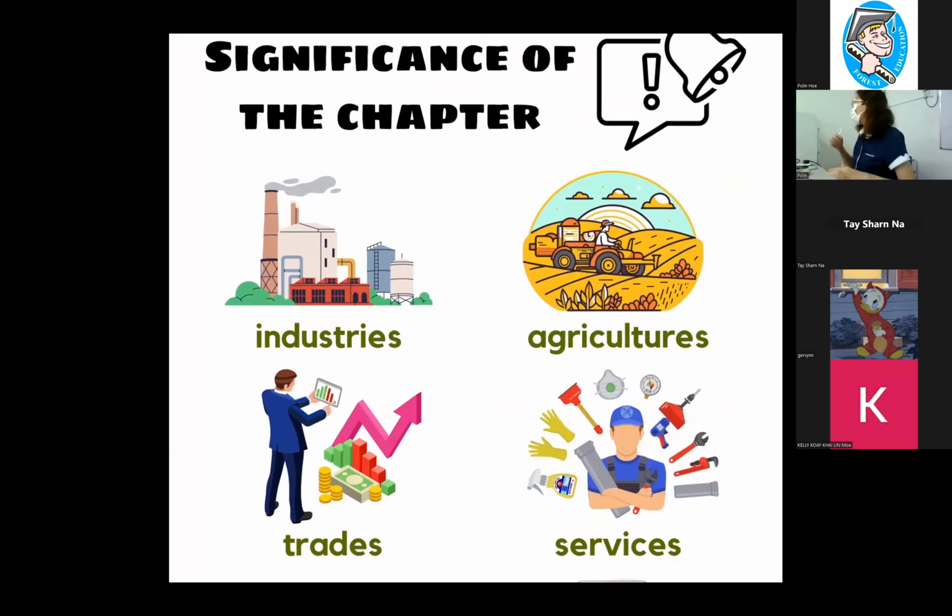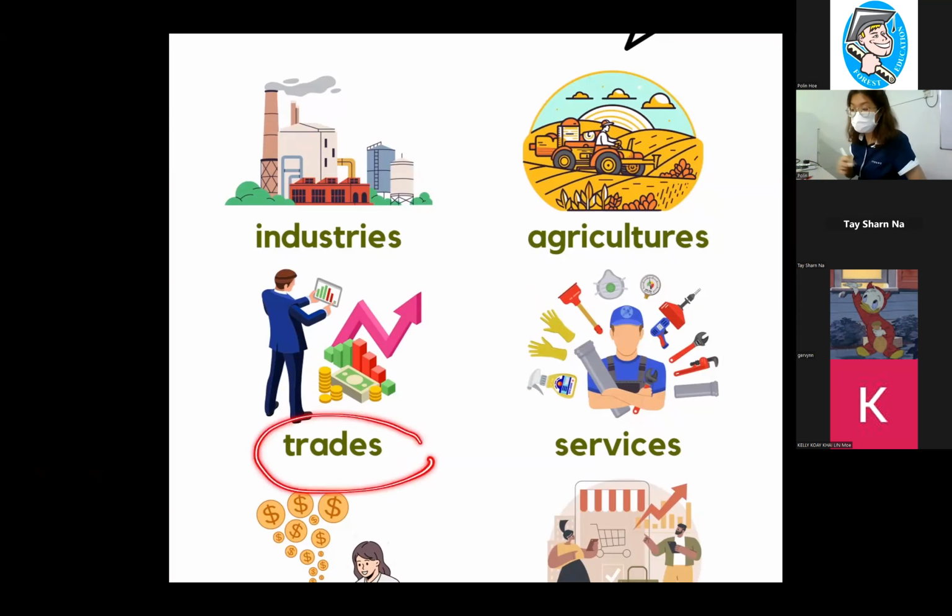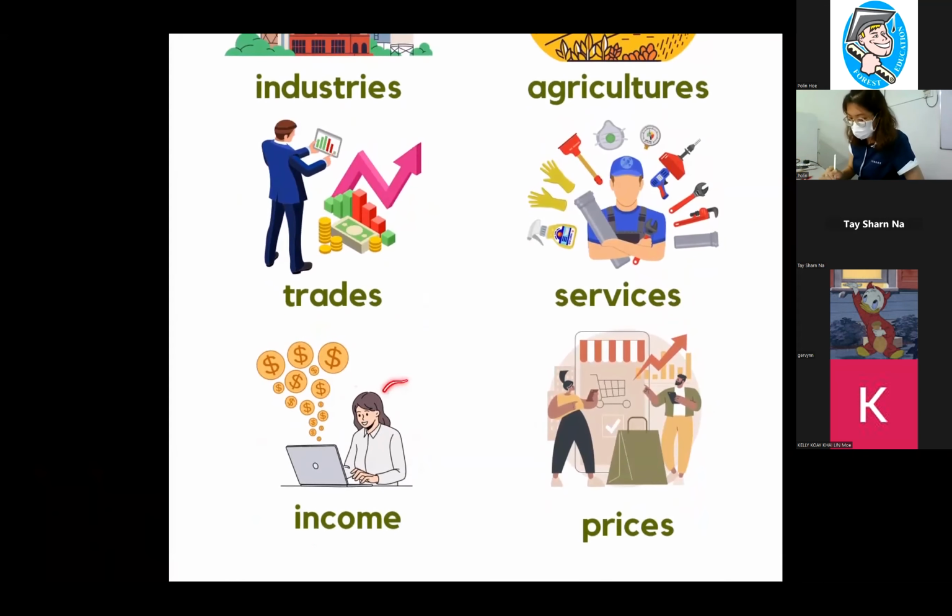And why do we need to learn this chapter? 为什么我们要学这个 chapter? We can use this in industry, in agriculture, because these are the sectors that produce, okay, that supply us. 所以它 supply 给我们 so we need to know the inflation of the cost. 看那个东西它 produce 的时候，它的价钱有没有起多少？So in trades, 贸易 business 啦 and in some service, and also to calculate your income.